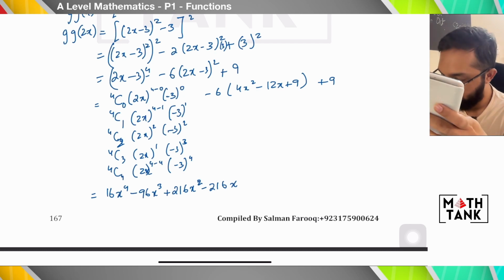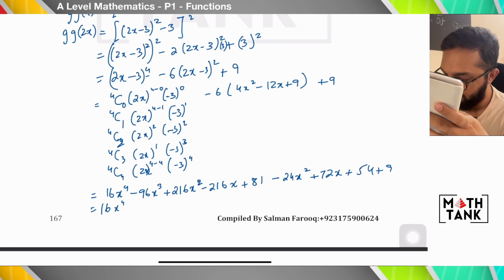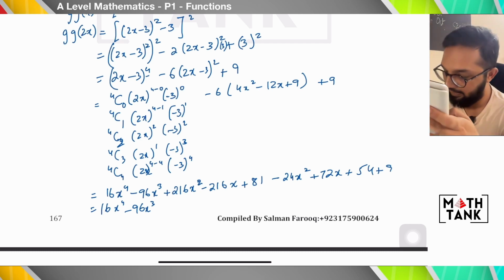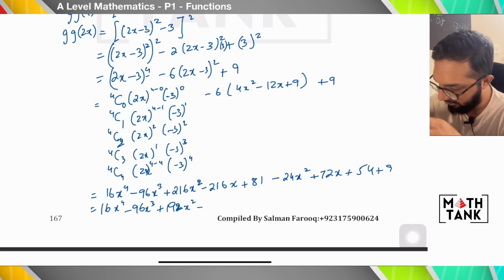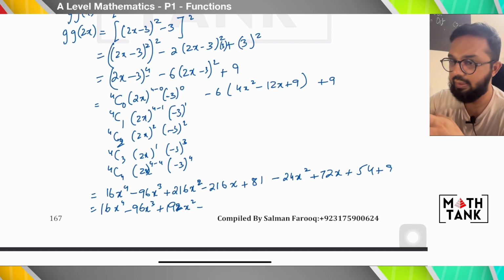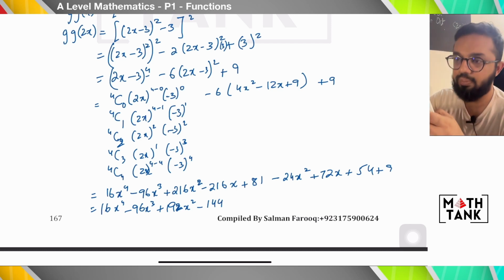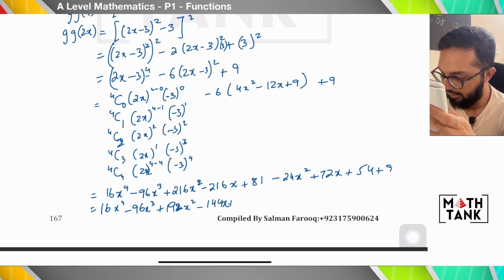So that gives me 81. And then I have 24x squared plus 72x plus 54 plus 9. So quickly filtering out the terms, x power 4, there's no x cube, otherwise 9x cube. There are two x squares, so 216 minus 24 gives me 192x squared. There are other x terms as well, so minus 216 plus 72, that gives me minus 144. And I have 81 plus 54 plus 9 is 144. This is x.